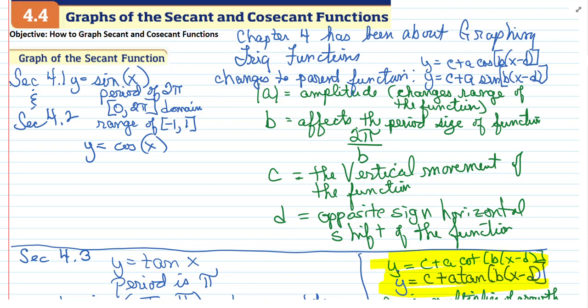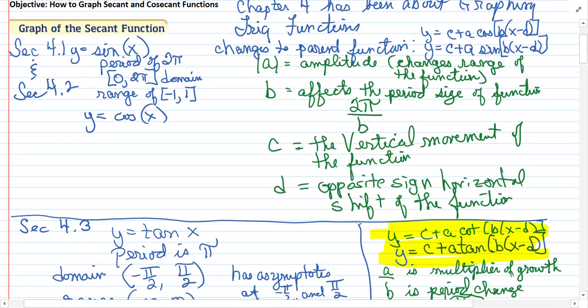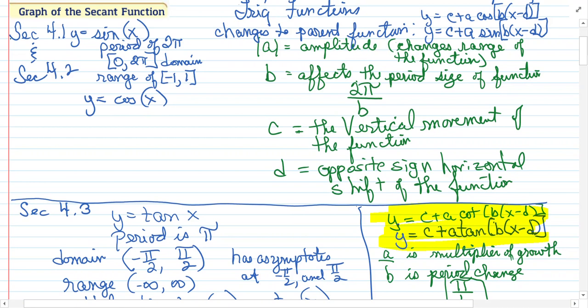Let's begin section 4.4, graphs of secant and cosecant functions. Now these guys are reciprocals of cosine and sine. So we're going through the whole gamut. And to understand that, we understand that chapter 4 has been about graphing trig functions. I've written down these notes and I'm going to read them to you. And again, you can put it on pause if you want to capture this outline that I've made for you.